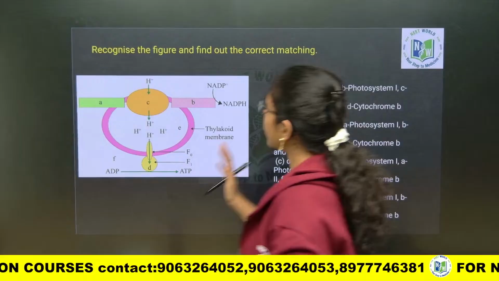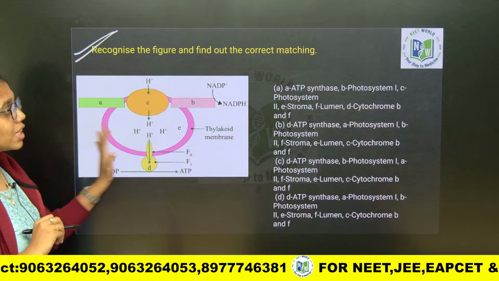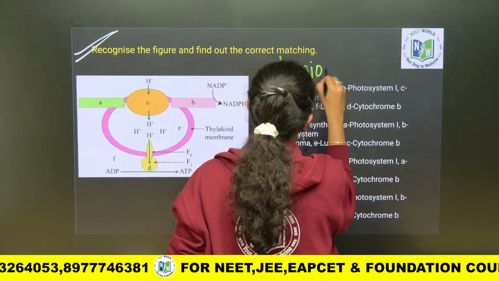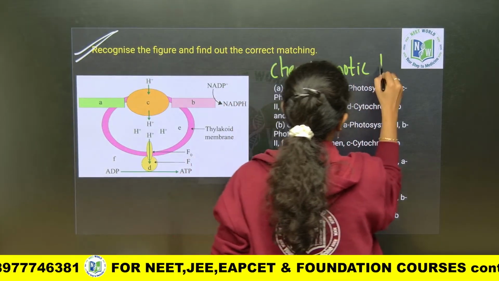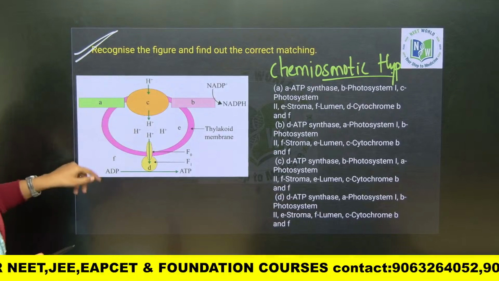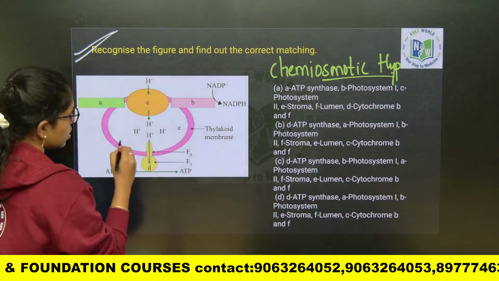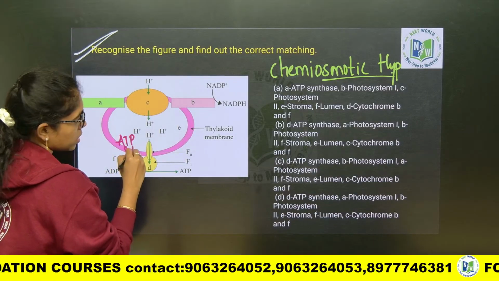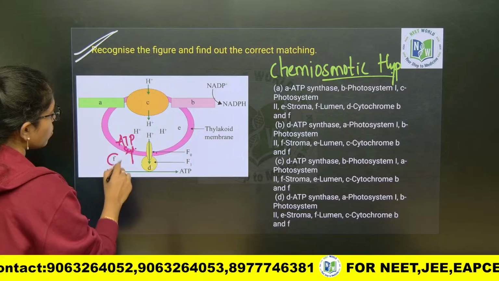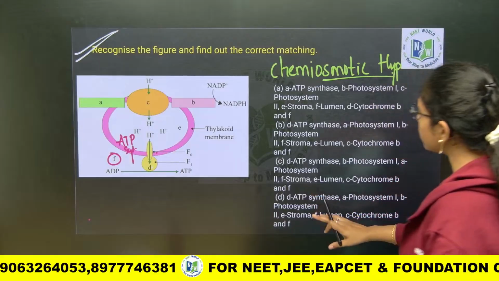Look into this, recognize the figure and find the correct matching. So, this question is from what? Chemiosmotic hypothesis. Here you see A. First, this will be ATP synthase, that we all know, where this is the F0 and this is the F1 complex. So, this is labeled as F. So, F is what here? ATP synthase. Just look into the options.